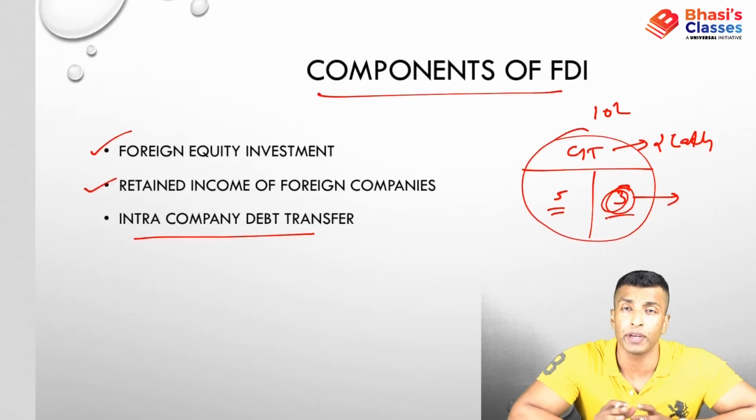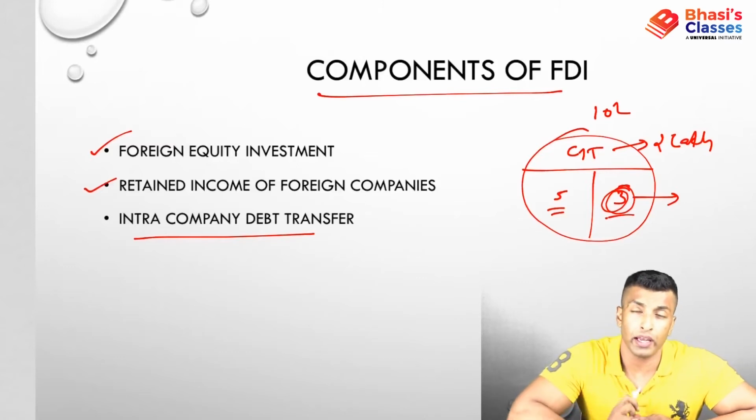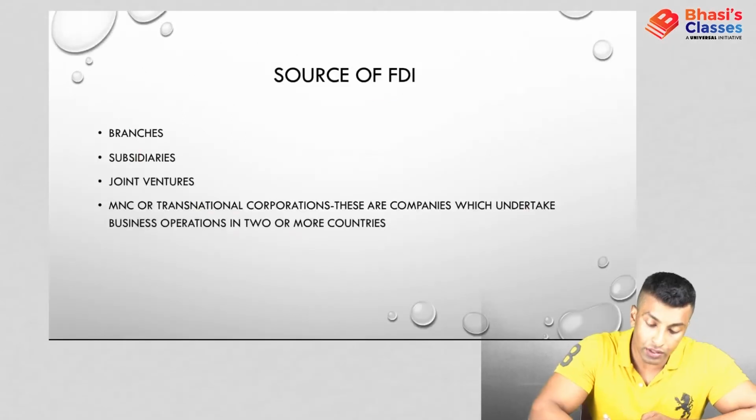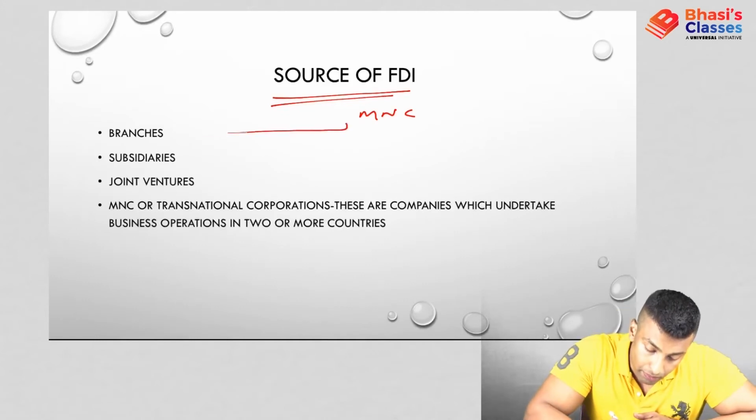It is just like the parent companies are giving loans to its subsidiary company. Okay, so that is what you mean by intra-company debt transfer. Next is source of FDI, or MNC, multinational corporations. So these are the sources: through branches.